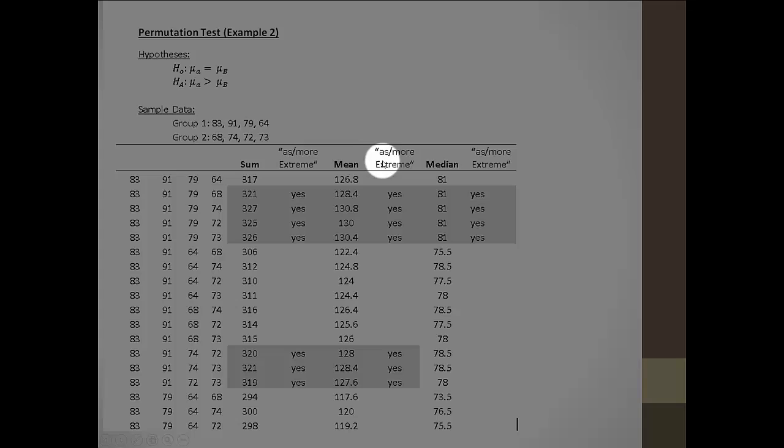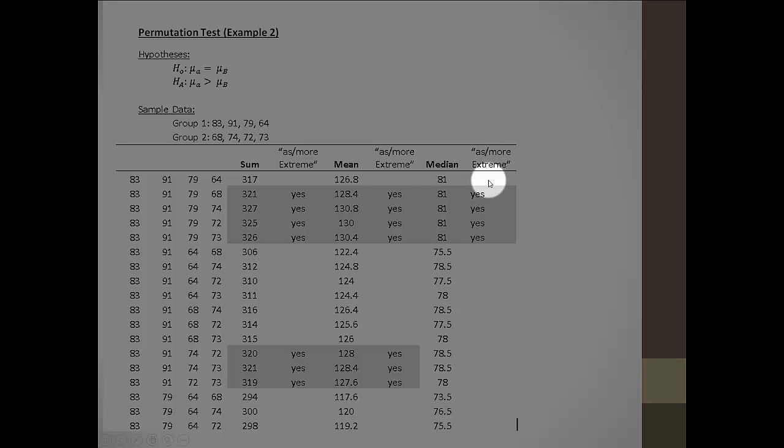The next 2 columns over here do the same thing for mean. And of course, since that's just the sum divided by 4, you're going to have the same yeses and so on as you did before. And then the third set over here is the median. So now I have the median of each of the first of my real sample for group 1 of 81.